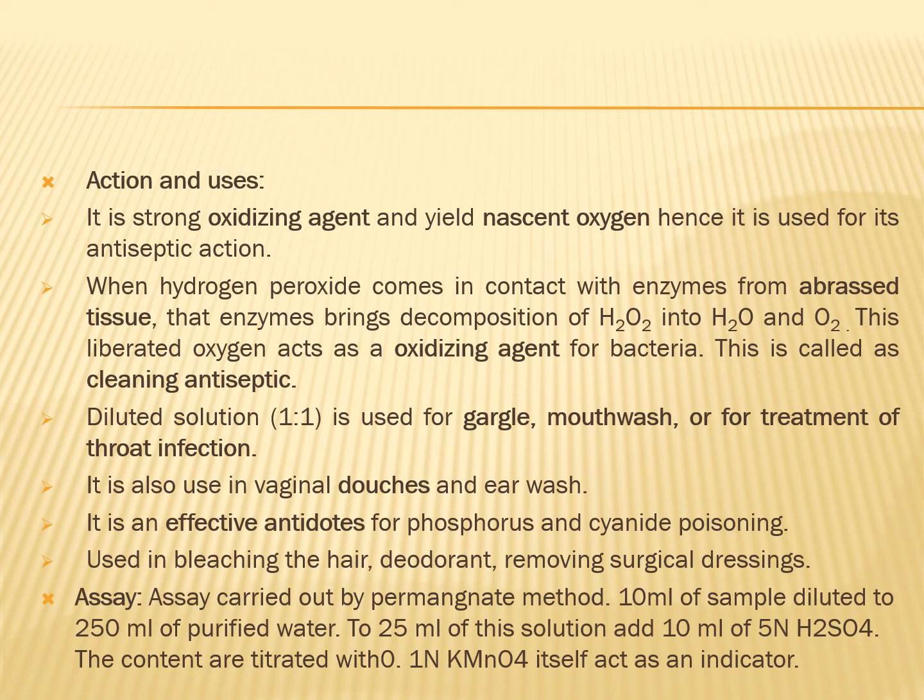And lastly, the assay of hydrogen peroxide. The assay of hydrogen peroxide is carried out by the permanganate method. That means we make use of KMnO4 in the burette, and it itself acts as an indicator. In a conical flask, we take 10 ml of sample, dilute it to 250 ml with purified water, and to 25 ml of this solution, add 10 ml of five normal H2SO4. The contents are titrated against 0.1 normal KMnO4, which acts as its own indicator.